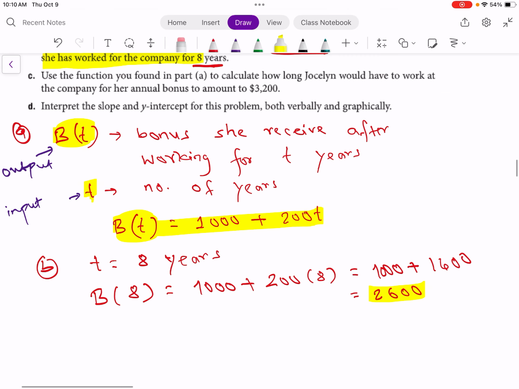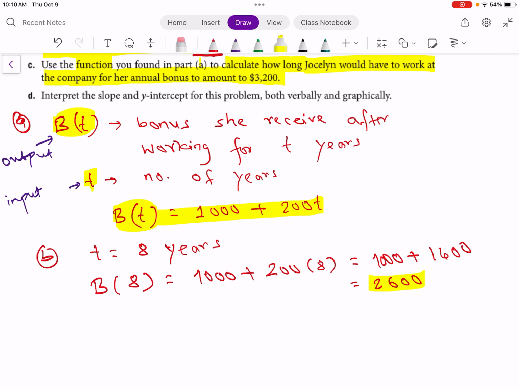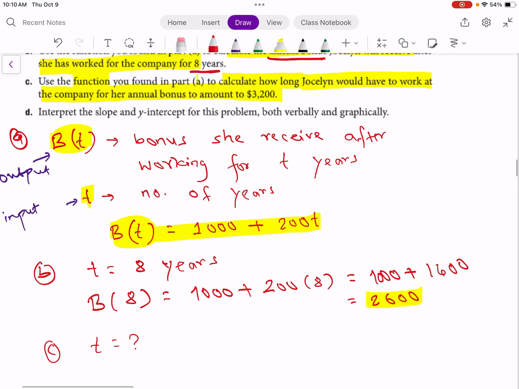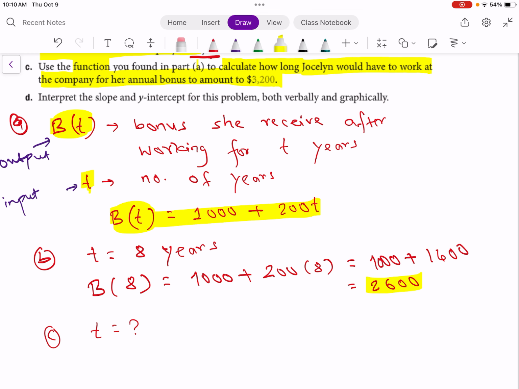Now in part C, we are asked to use the function in part A to calculate how long Jocelyn would have to work at the company for her annual bonus to amount to $3,200. What are we asked to find here? How long. Is that time or bonus? Time, right? So we want to find t. Our t is unknown. We want to find the time she worked at the company so that her bonus is $3,200.